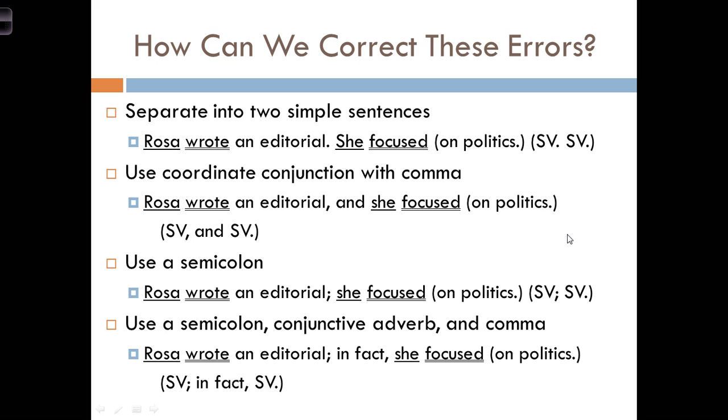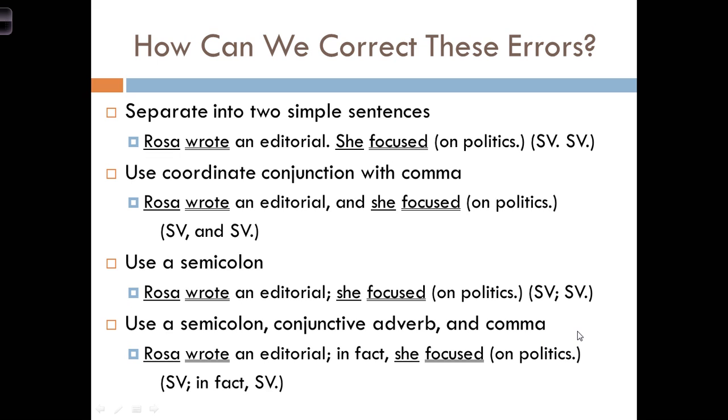Another option is to use a coordinate conjunction with a comma. Rosa wrote an editorial, and she focused on politics. If we're using a coordinate conjunction, we need to use a comma. So this is one way that we can form a compound sentence to correct the run-on or comma splice error. Another option is to use a semicolon. Rosa wrote an editorial, semicolon, she focused on politics. The semicolon is a strong piece of punctuation. It is enough to hold two independent clauses together all by itself to create a compound sentence.